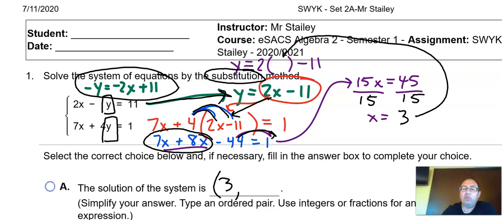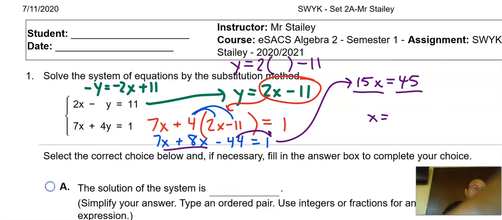And now I'm going to replace it up here. 2 times 3 is 6, and 6 minus 11 gives me -5. So now I know that the y value is -5. So that's what I did in order to substitute. Got a couple more substitution questions for you here.